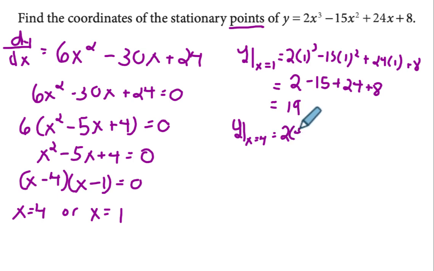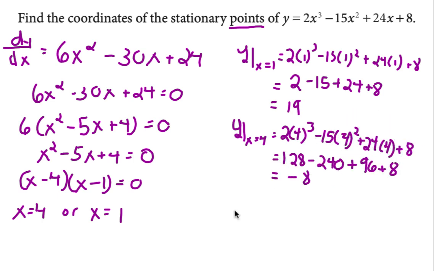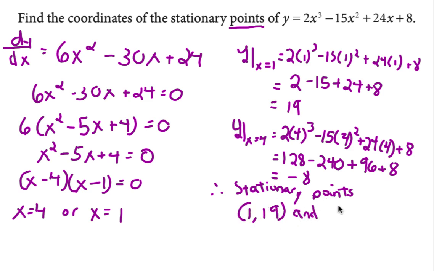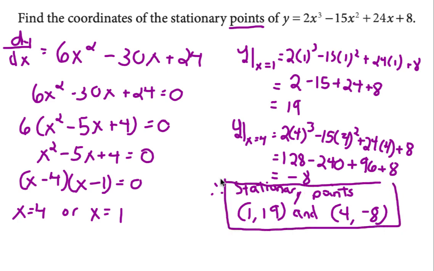Now I'm going to repeat this process, substituting in 4 in place of every x in my original function. And I find that y is equal to negative 8. So therefore, my stationary points of this function y are the point (1, 19) and the point (4, -8).